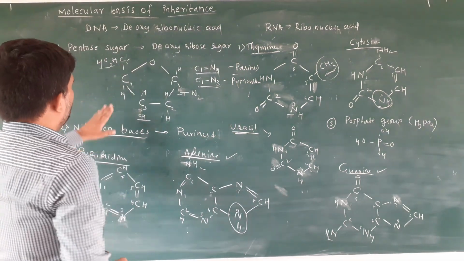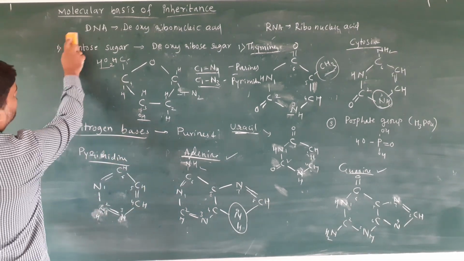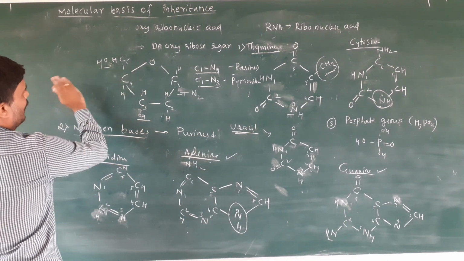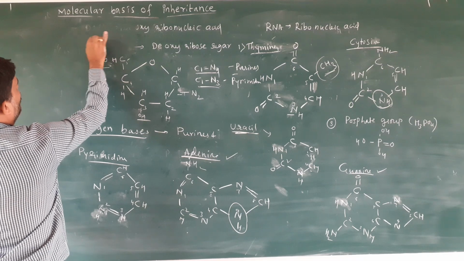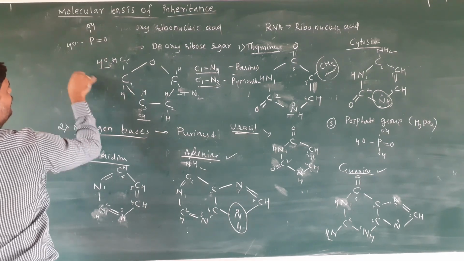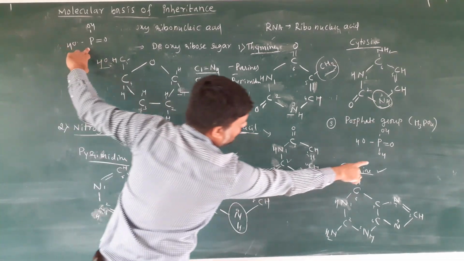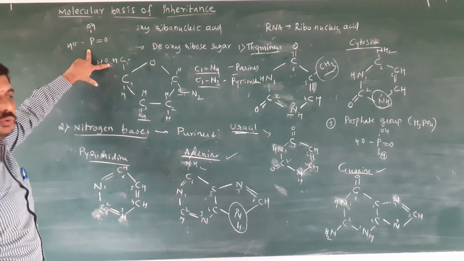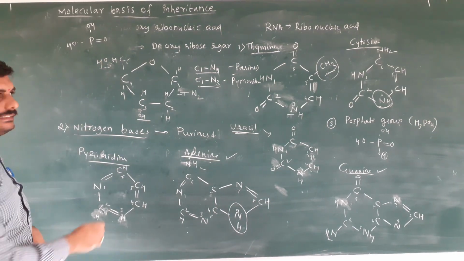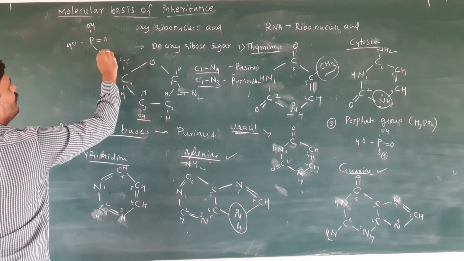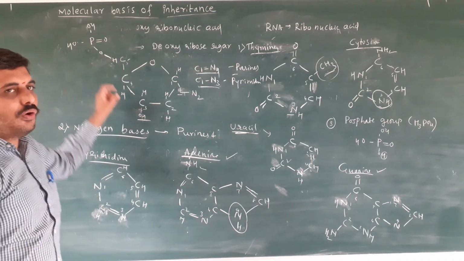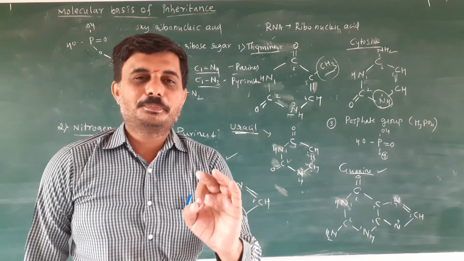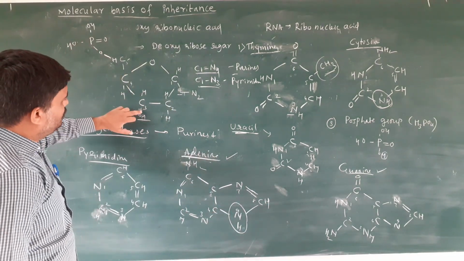Then the phosphate group. The phosphate group is always attached at the 5th position. See here, the OH group is opposite. So P, double bond O, OH, and the third OH group is there. The H of the phosphate and the OH of the CH2OH are combined, water is released, and it leads to a bond. It is called a phosphoester bond.